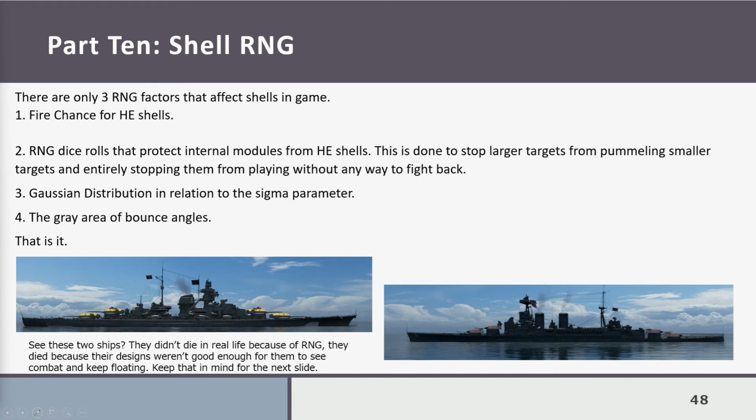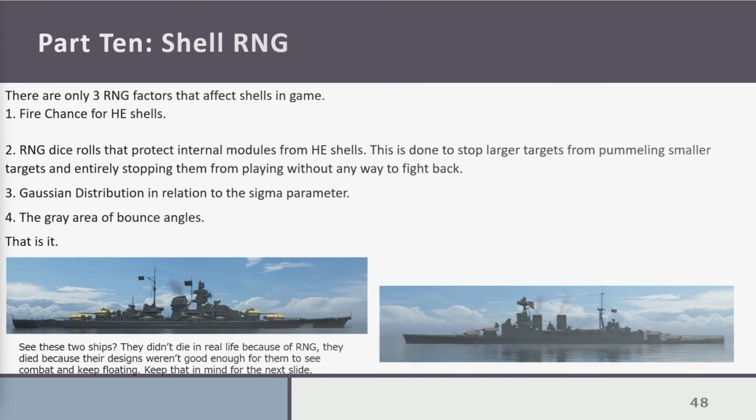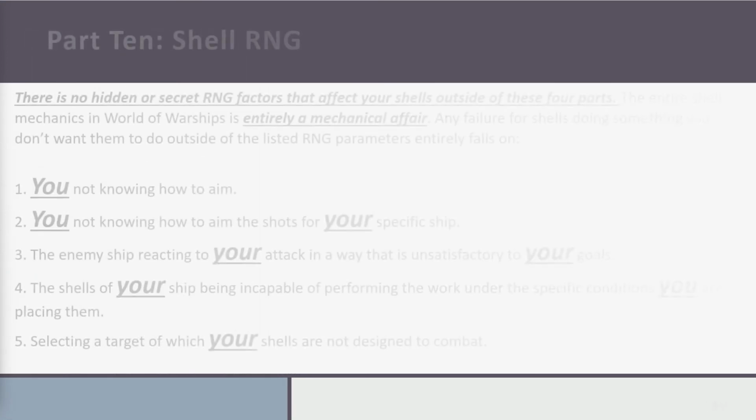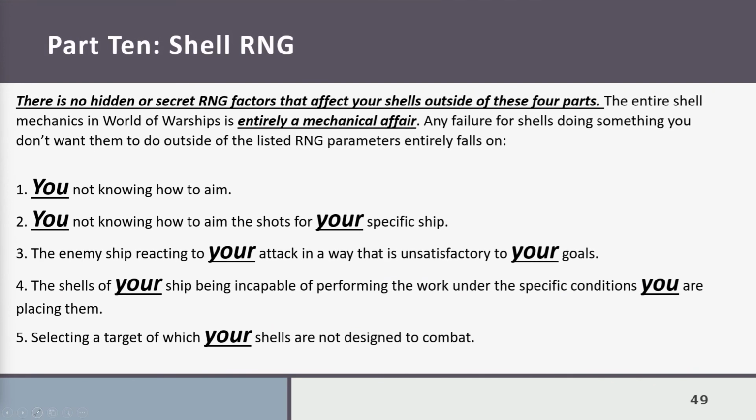Gaussian distribution in relation to the sigma parameter, and the gray area bounce angles for shells, and that's it. And this next part I underscore, and this isn't said to be mean, but because it always comes up every time anyone talks about shell mechanics in any capacity. I'm bringing it up just to squash it outright. There's no hidden or secret RNG factor that affects your shells outside these parts. All the shell mechanics are entirely a mechanical affair from input-output.